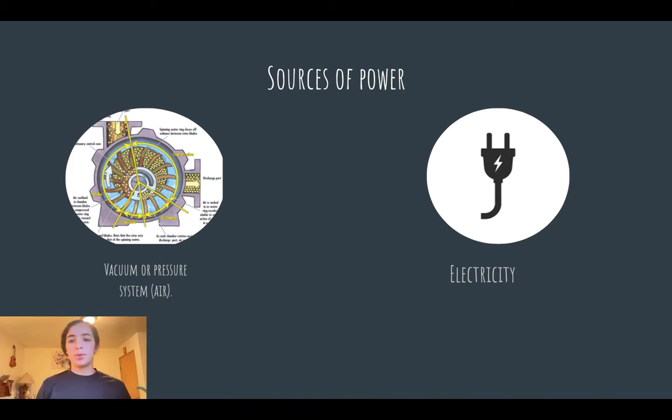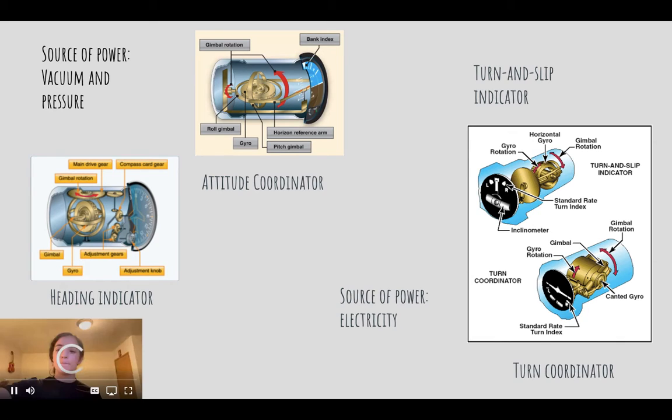The sources of power of the gyroscopic instruments are vacuum, pressure, and electricity. The vacuum and pressure sources provide power to the heading and the attitude indicator, and the turn coordinator is powered by electricity. The reason why there are two different types of power sources is to ensure that one of them is available if the other one fails.